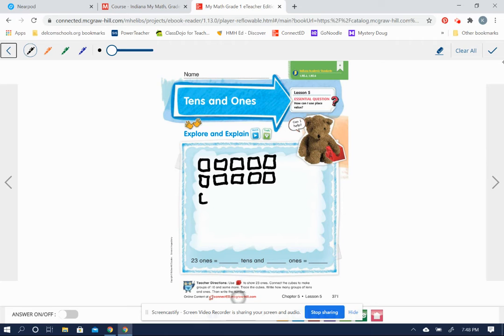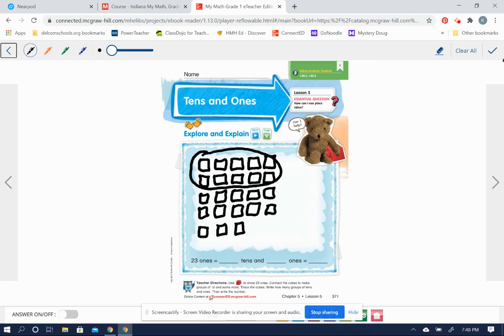Okay, there's 10. 15, 20, 21, 22, 23. Okay, now we can group 10 of those together. Now I can circle 10, okay, and circle another 10. And how many 10s do I have? I have two 10s, don't I? With 1, 2, 3 left over.